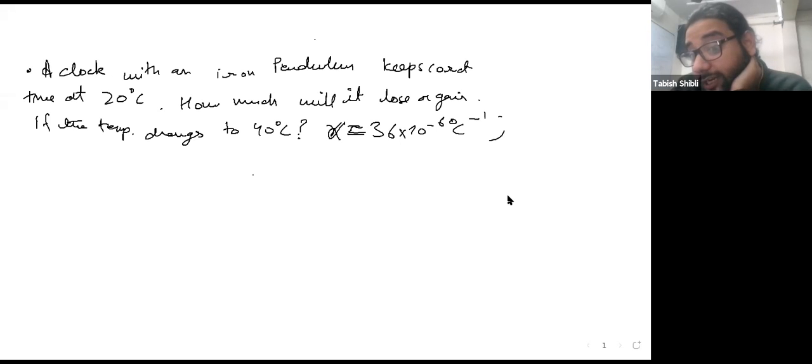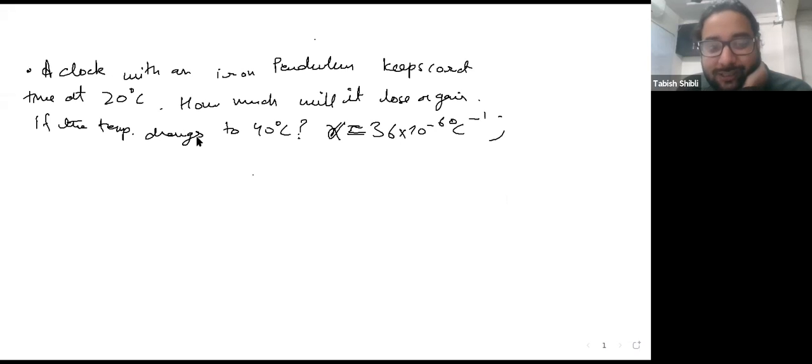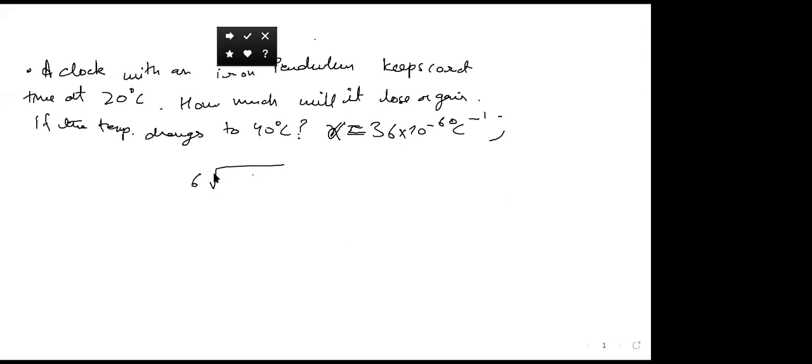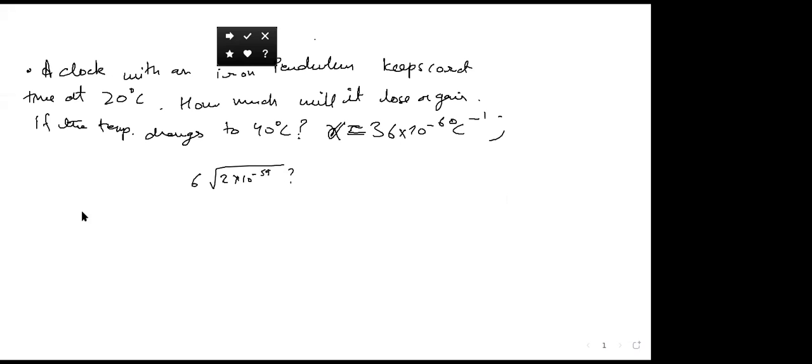6 root 10 to the power minus 59. Is that what you're getting? Seriously? Yes, sir. Are you saying sixth root of this? No, sir. So 6 multiplied by root 10 to the power minus 59? Yes. Okay, can you tell me how did you go about doing this?